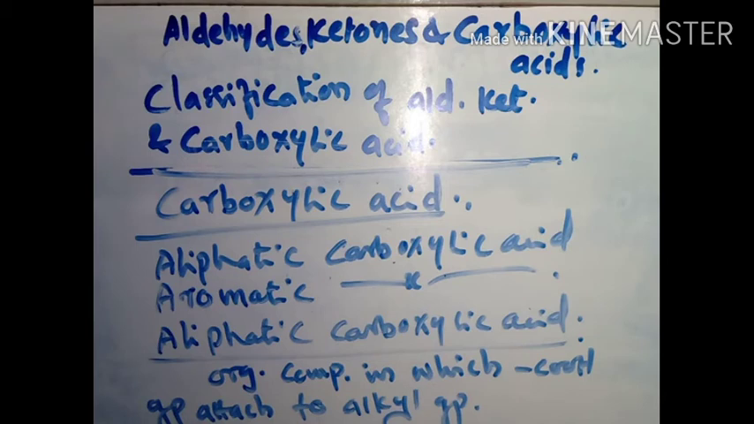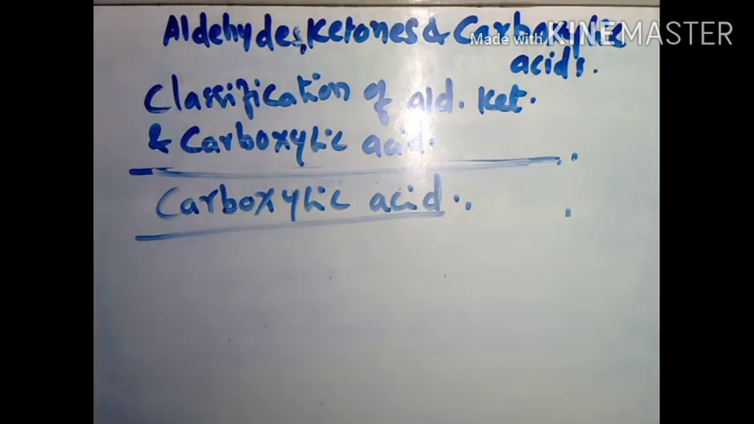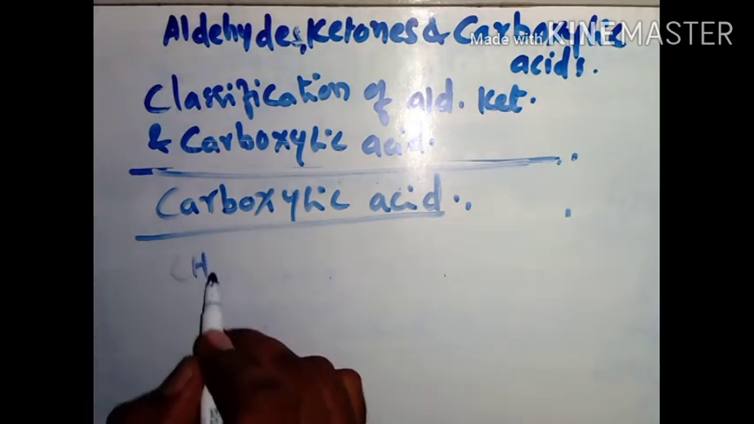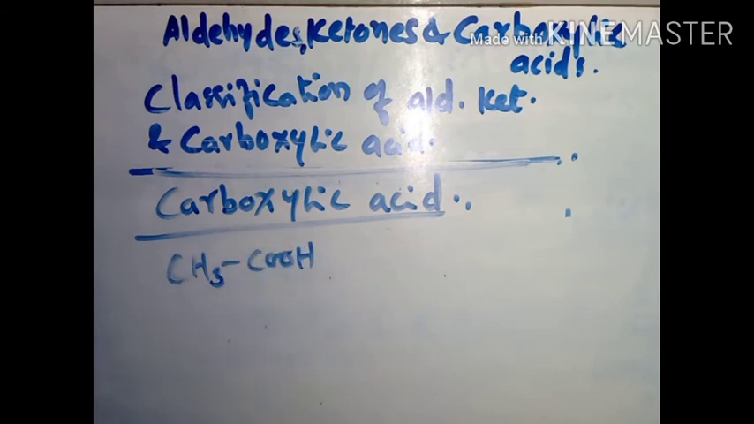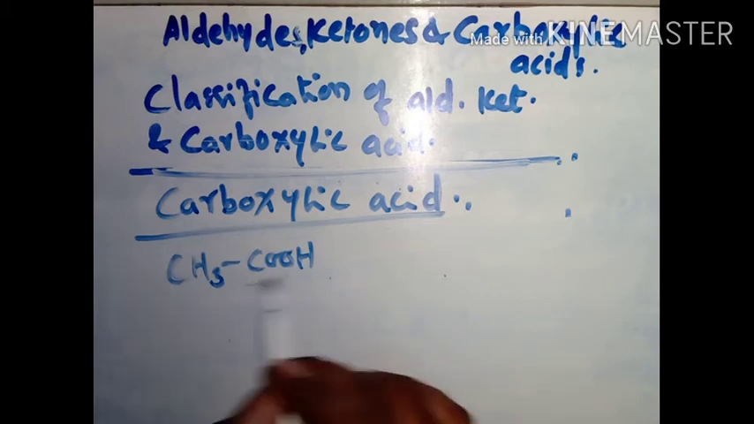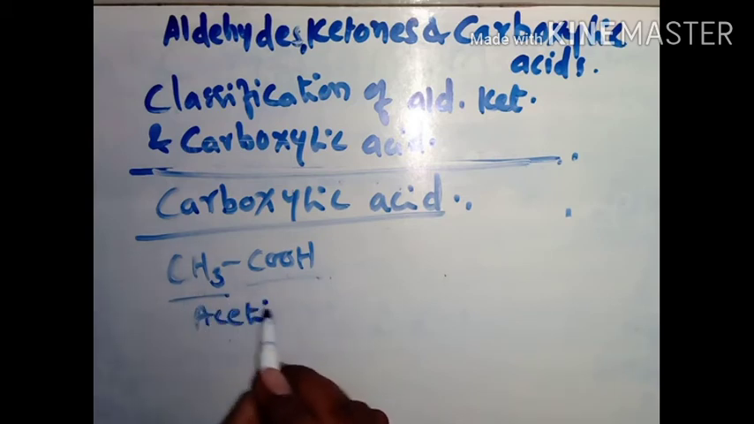Example we can take is CH3COOH. That is an aliphatic carboxylic acid. Why? Because here the COOH group, that is the carboxyl group, is attached to an alkyl group. That is an example of an aliphatic carboxylic acid. The name of this compound, CH3COOH, is acetic acid.